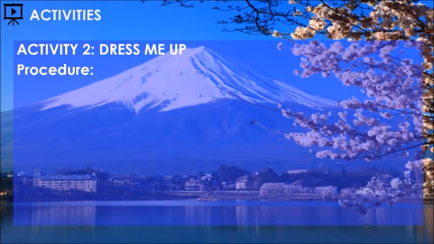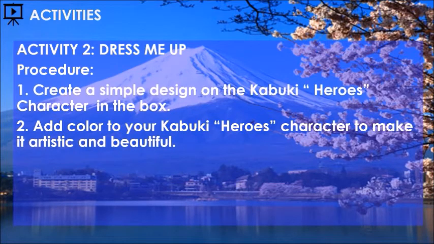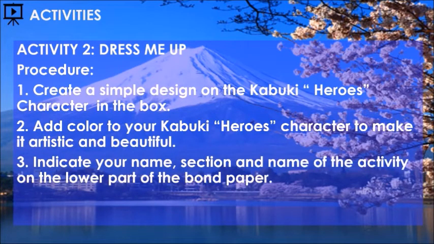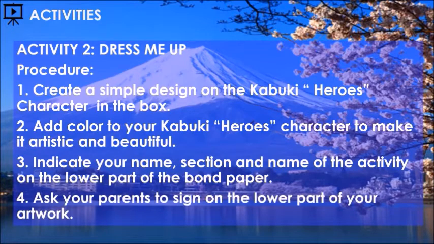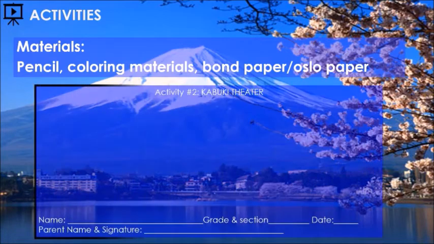Activity 2, Dress Me Up. Procedure. Number one, create a simple design on the Kabuki hero's character in the box. Number two, add color to your Kabuki hero's character to make it artistic and beautiful. And number three, indicate your name, section, and name of the activity on the lower part of the bond paper. Ask your parents to sign on the lower part of your artwork. Materials: pencil, coloring materials, bond paper, or Oslo paper. The sample worksheet.